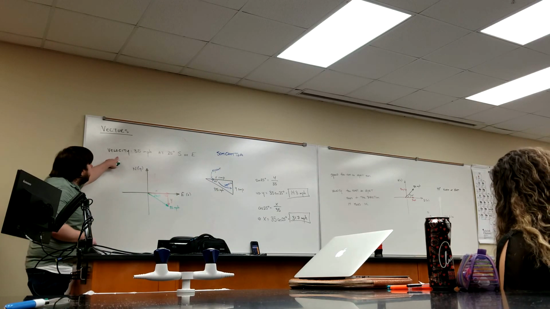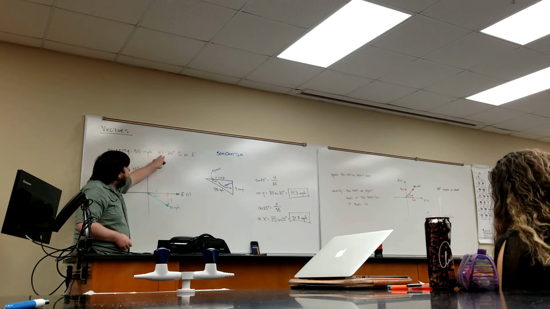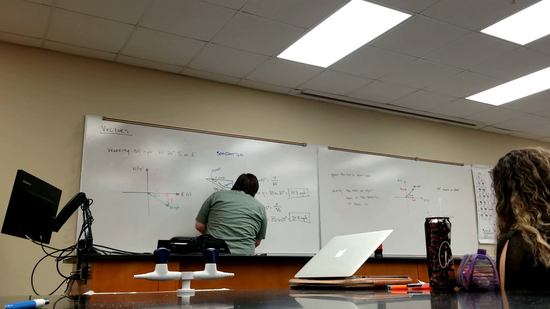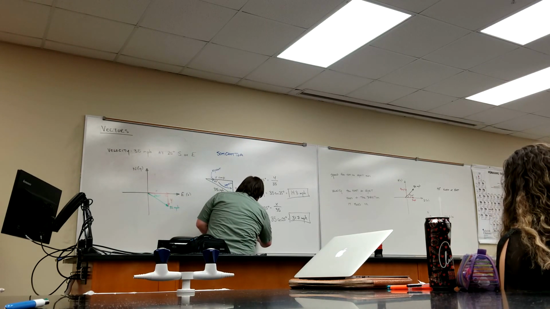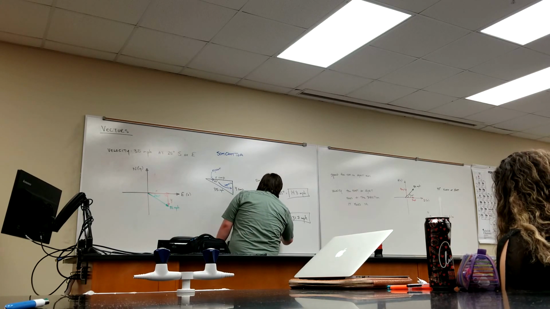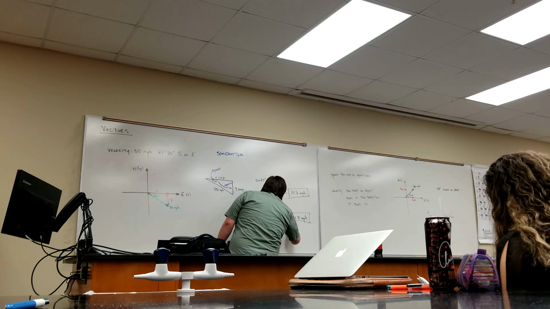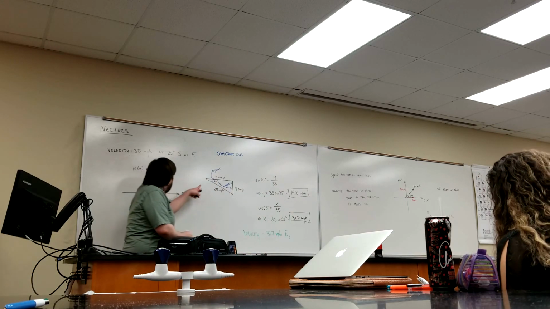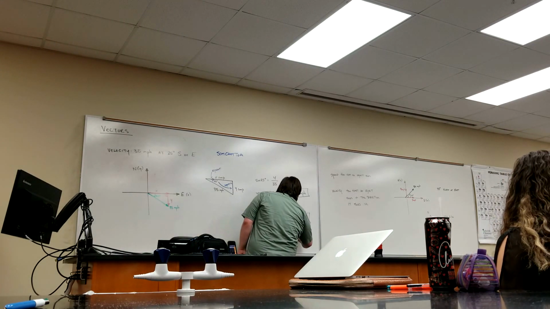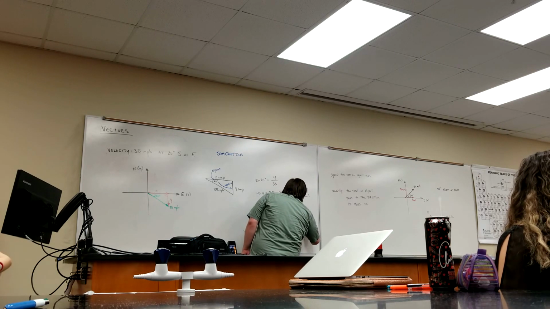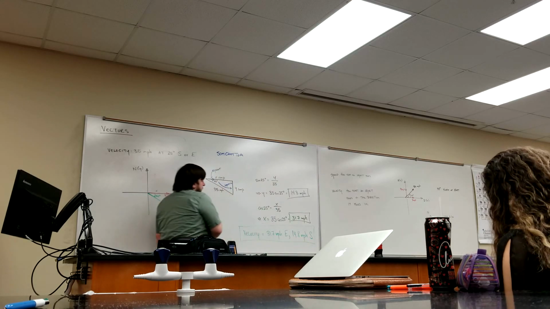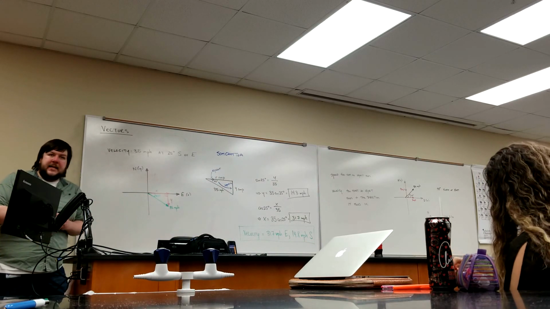So the velocity can be written as 35 miles per hour at 25 degrees south of east, or we can write the velocity as 31.7 miles per hour east, because it's moving to the east, and 14.8 miles per hour south. That's how you would write the velocity in components.